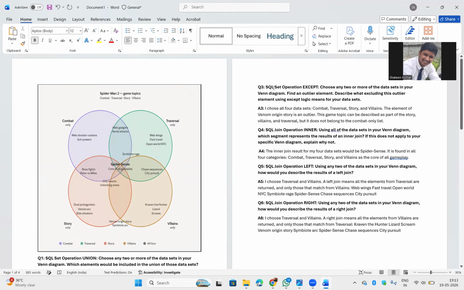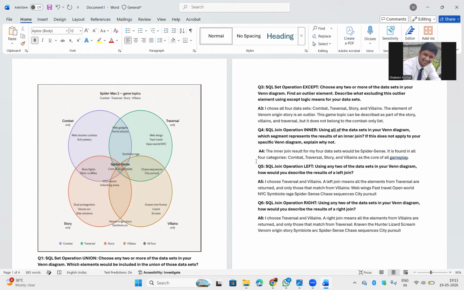For the third question, I chose all four data sets: combat, traversal, story, and villains. Among these elements, Venom's original story is an outlier. This game topic can be described as a part of story, villains, and traversal, but it does not belong to the combat-only list.